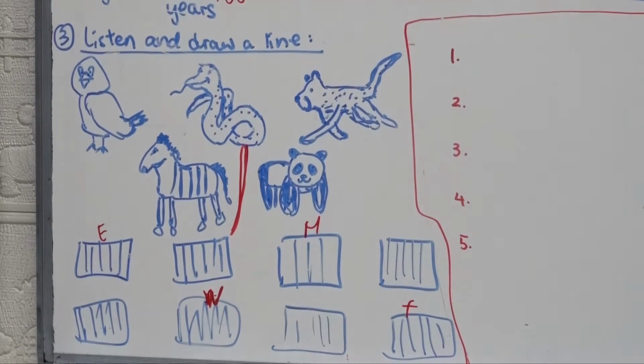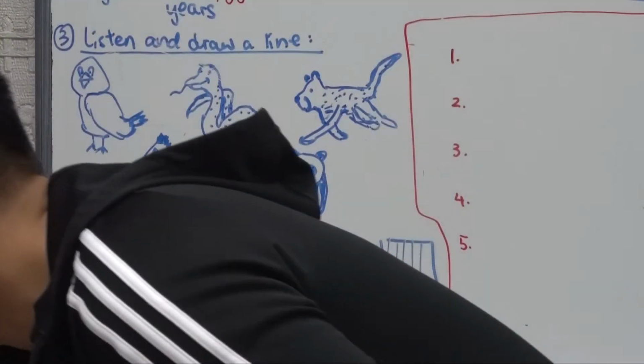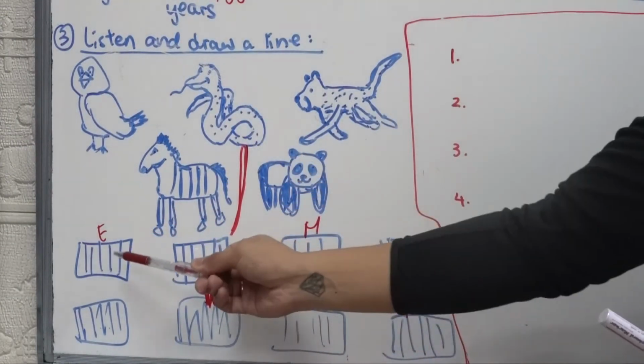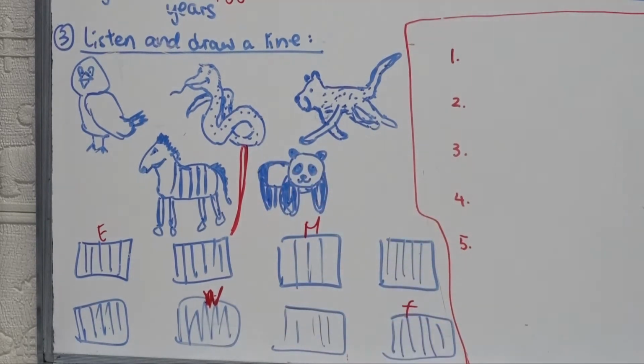Now, listen to the example. Listen and look. Put the python between the elephant and the monkey. Between the elephant and the monkey? Yes, the python is between the elephant and the monkey. Can you see the line? Now, listen and draw lines. Put the cheetah next to the monkey. Where is the cheetah? The cheetah is next to the monkey. Okay. Put the zebra opposite the elephant. Opposite the elephant? Yes, the zebra is opposite the elephant.